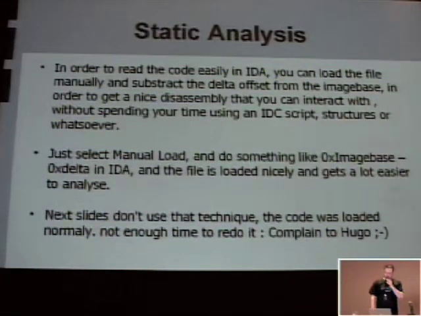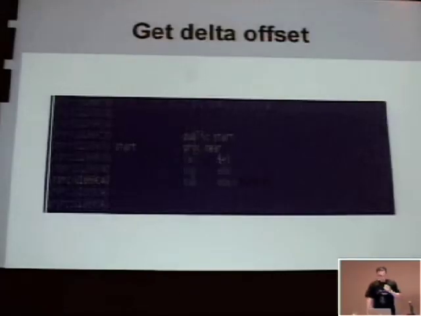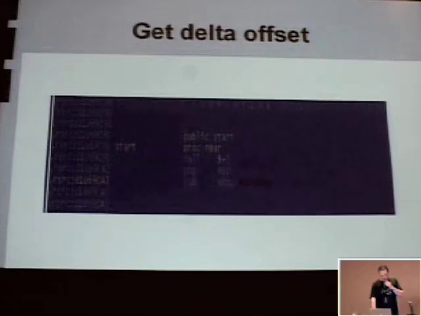All right, next slide. Don't use this technique. I made the screenshot a long time ago, so I didn't have enough time during lunch. So again, complain to Hugo. This is the actual code doing the, I don't know if you can see anything, but this is a call pop sub EBP to calculate the delta offset. Most viruses use this kind of code.